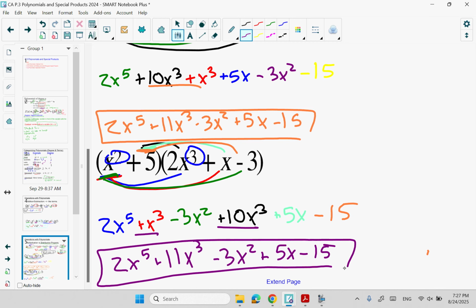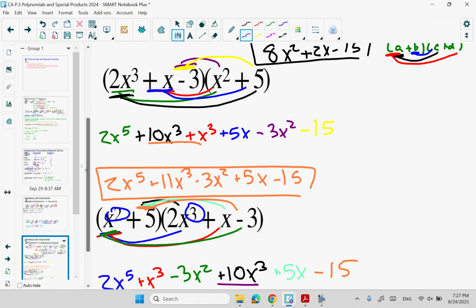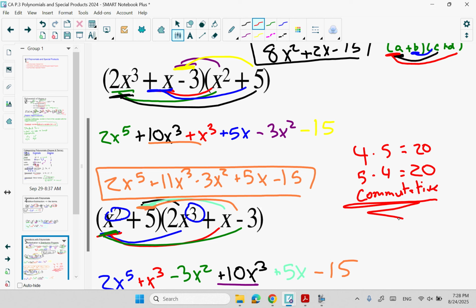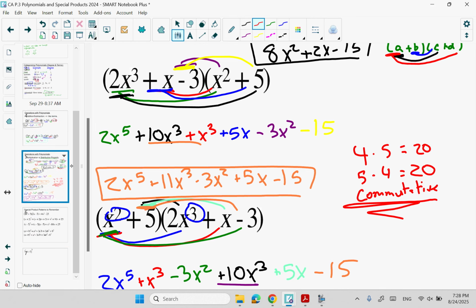Now, interestingly enough, we got the exact same answer up here because all we did was flip the order of the parentheses, which should make sense. Because if I multiply normal numbers, 4 times 5, that's 20. And 5 times 4, that's also 20. So the thing with multiplication is order doesn't matter. These have the commutative property. So even with variable expressions like this, we maintain that commutative property, which is kind of nice.